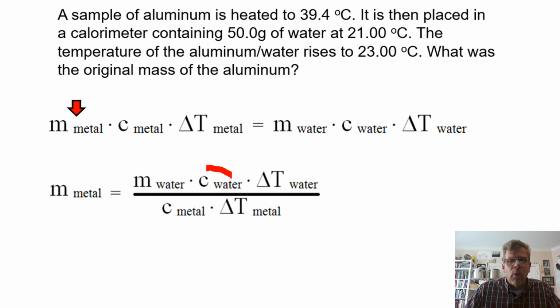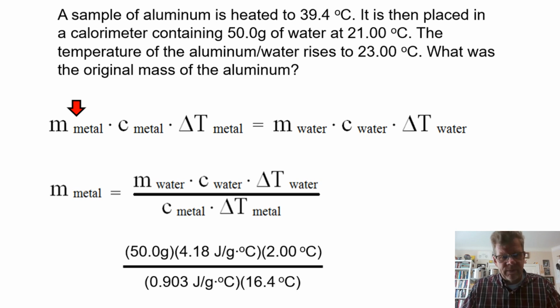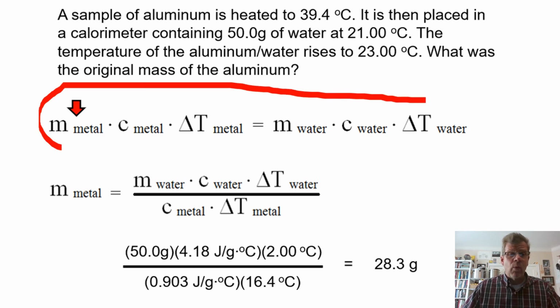The heat capacity of water is very easily looked up. The heat capacity of the metal, which we know is aluminum, is very easy to look up. And the mass of the water is given in the problem itself. So this just involves putting a bunch of numbers in there, and we calculate through, and we come up with 28.3 grams. Now understand that a calorimetry question of this sort could ask you to solve for any one of these 6.